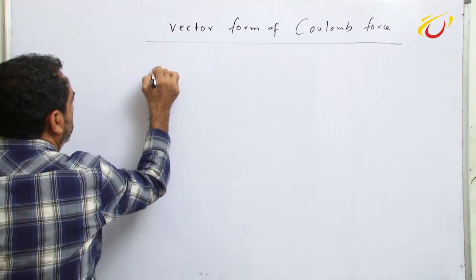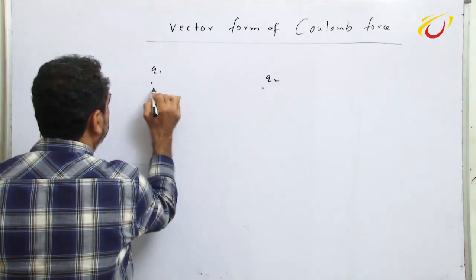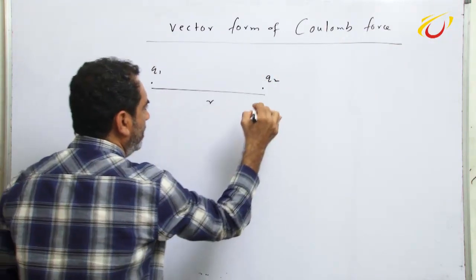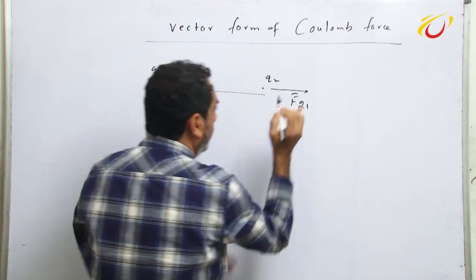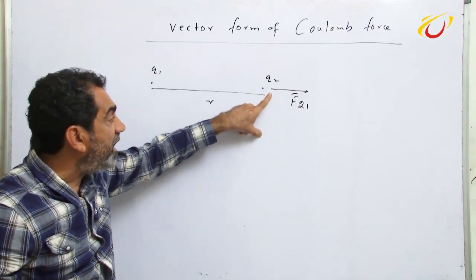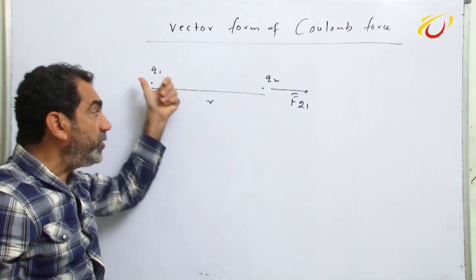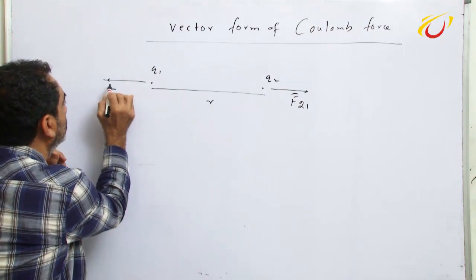Same setup. Suppose this is Q1 and this is Q2. The distance is R. Same thing, only we have to put it in vector form. This is called F21, that's very important: the force on charge Q2 due to Q1. And here you call this force F12.